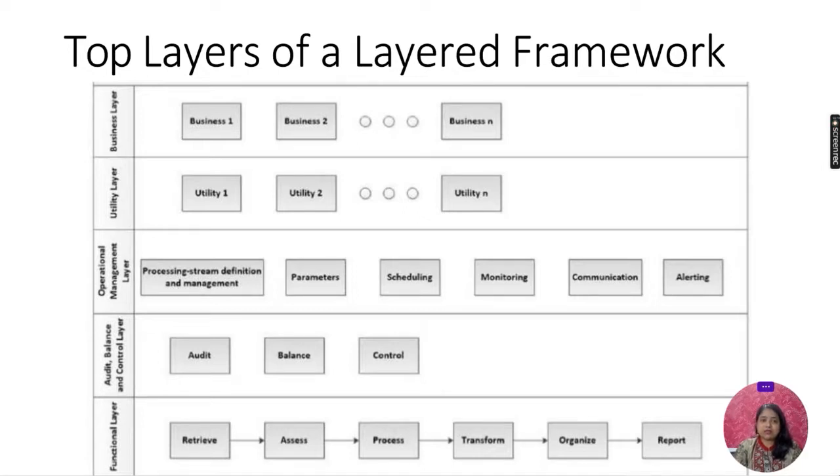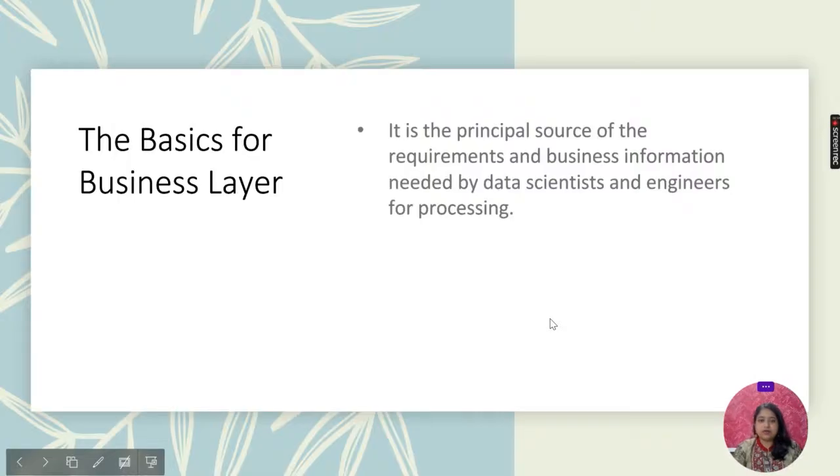So business layer will have the sub layers. For each business there can be one sub layer. That's why we have business 1, business 2, business 3 as the sub layers. Now we will see the layered framework one by one.